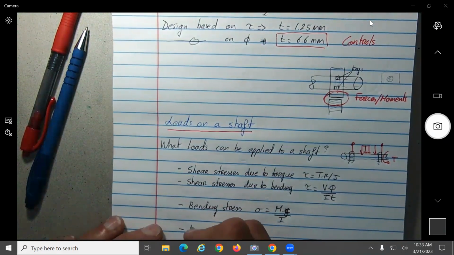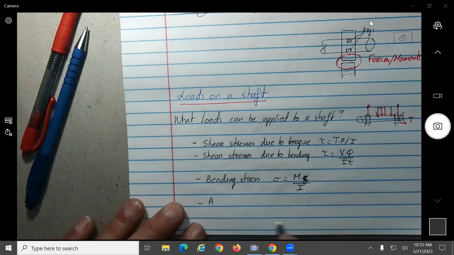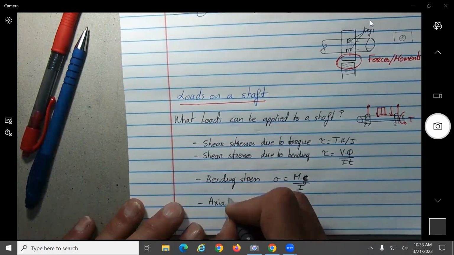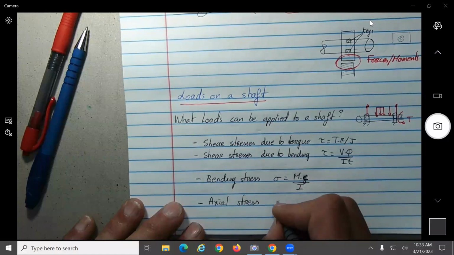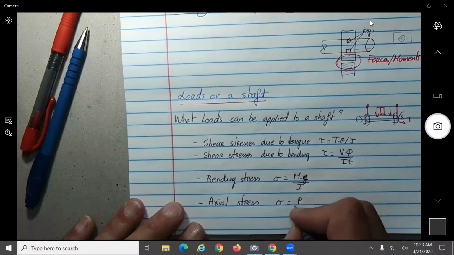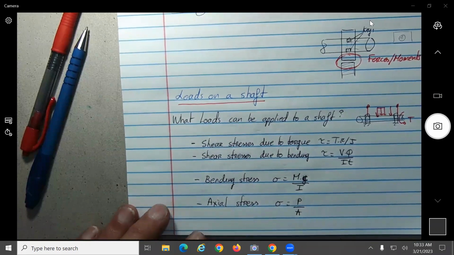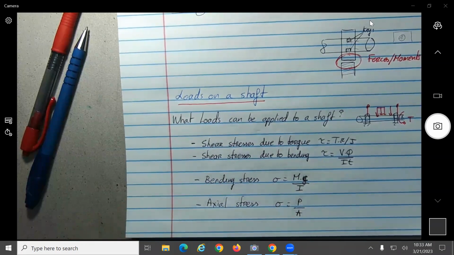Let's just do the more general case. Let's say you can also have axial stress, which also will be in the same direction as the bending, which should be equal to what? Okay, so obviously this is the worst case scenario. All right, you can have all this stuff.